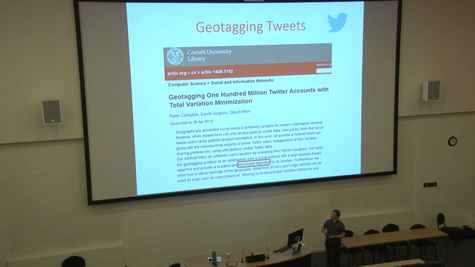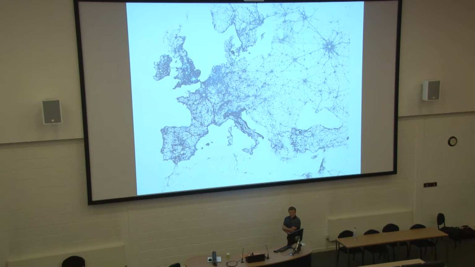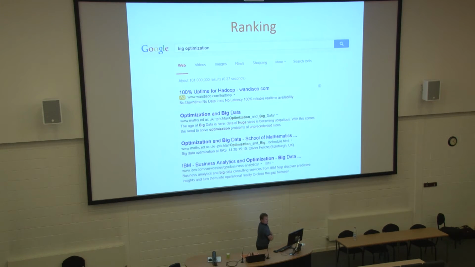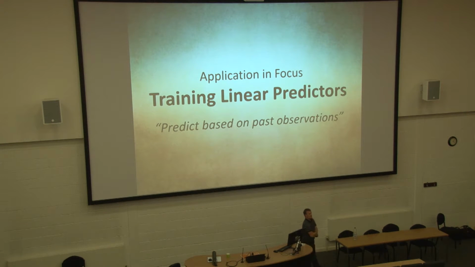This is not my work, so I'm not trying to figure out who is where, but they have used an algorithm that we designed to do that. So this is in fact the map of Europe created from geolocated tweeters. This is where they are, so they're kind of everywhere. Right, spam filtering, ranking, all of this you can do.